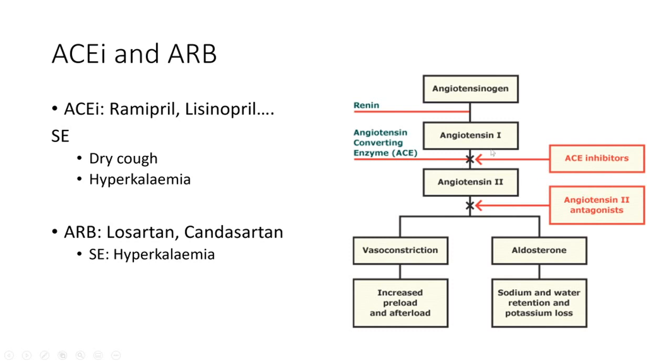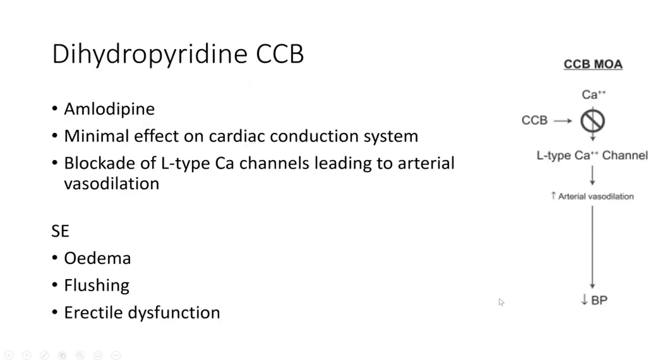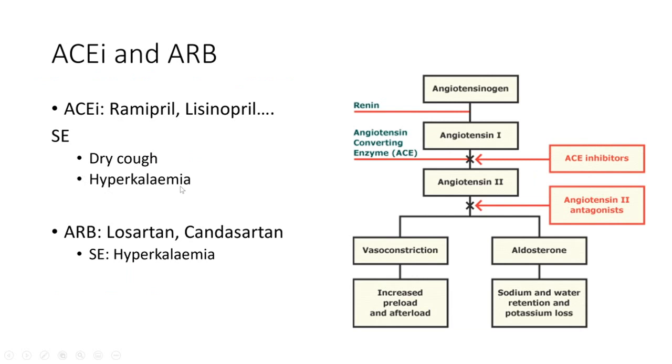At this level, the ACE inhibitors block this enzyme activity. And then angiotensin 2 goes on to cause two main effects: vasoconstriction and release of aldosterone from the adrenal cortex, which then causes sodium and water retention, which we'll talk about in a bit. But the angiotensin blockers block the effect of angiotensin 2 at this level, a level below the ACE inhibitor. Common side effects of the ACE inhibitors include dry cough and hyperkalemia, and angiotensin 2 blockers also cause hyperkalemia.